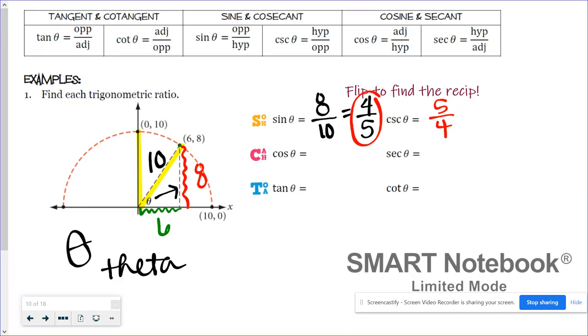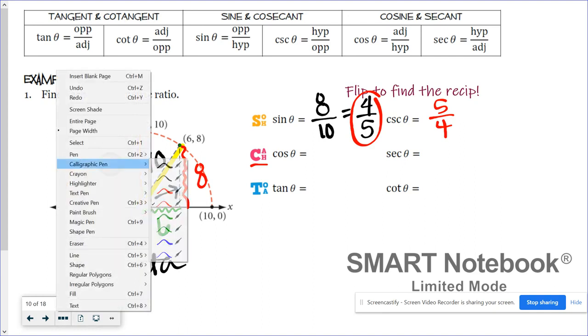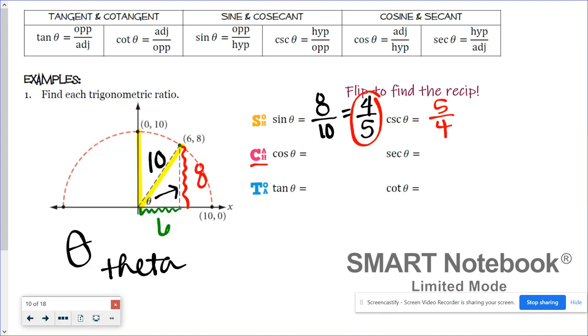Now I'm ready to find cosine. I know cosine to be the adjacent over the hypotenuse. So adjacent to angle theta is 6, and the hypotenuse is 10. So I reduce this, and I get 3 over 5. And then secant is the reciprocal of cosine, so I'm going to take 3 over 5 and flip it, flip to find the recip. Secant is 5/3.